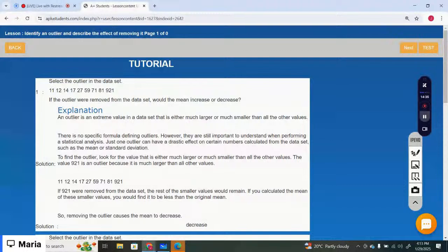There is no specific formula to identify the outlier, but the most important thing is that if you remove the outlier, there is an effect on the mean or standard deviation. To identify the outlier, you have to look at the dataset. The value that is either much larger or much smaller is the outlier. So just look at the values 11, 12, 14, 17, 27, 59, 71, 81, and 921.